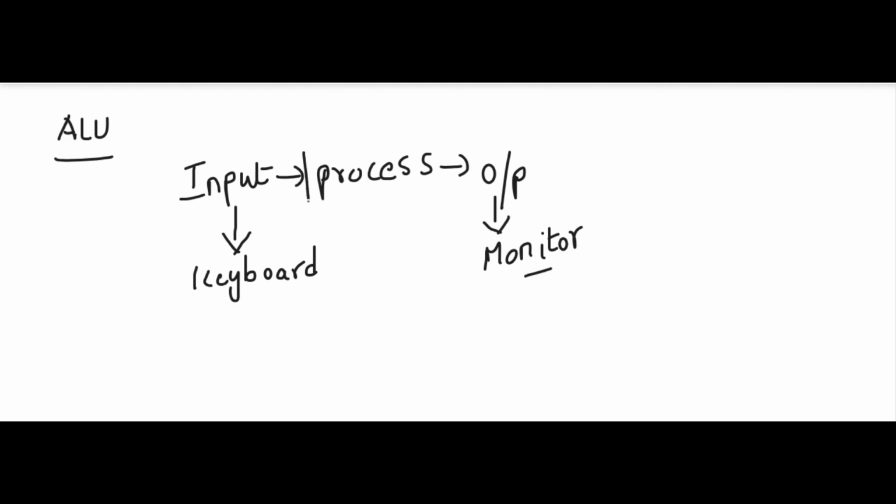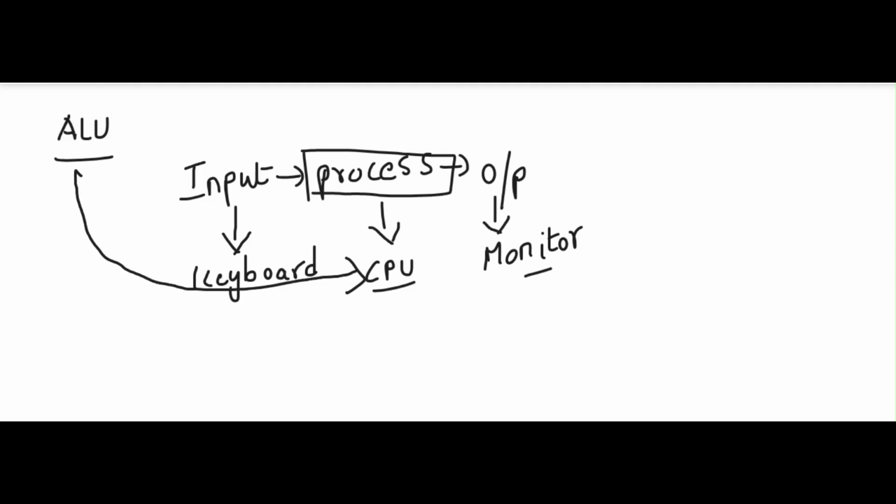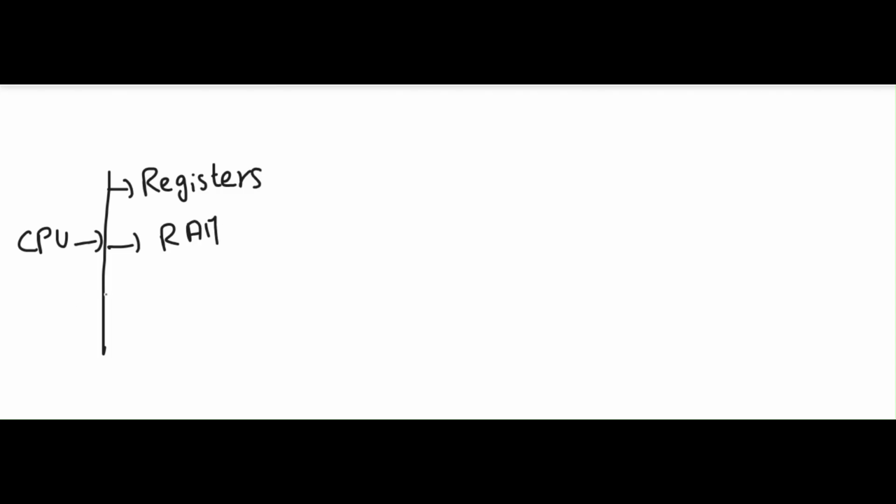We do have other types of output devices like a printer. Okay. Now, where is this processing done? This processing is always done in another unit of the computer which is called the CPU, Central Processing Unit, where the actual processing is done, and ALU is a part of this CPU. Now we'll discuss more about the CPU. The CPU has different units: registers, RAM, and then ALU, which is our topic today, and then CU, which stands for control unit.